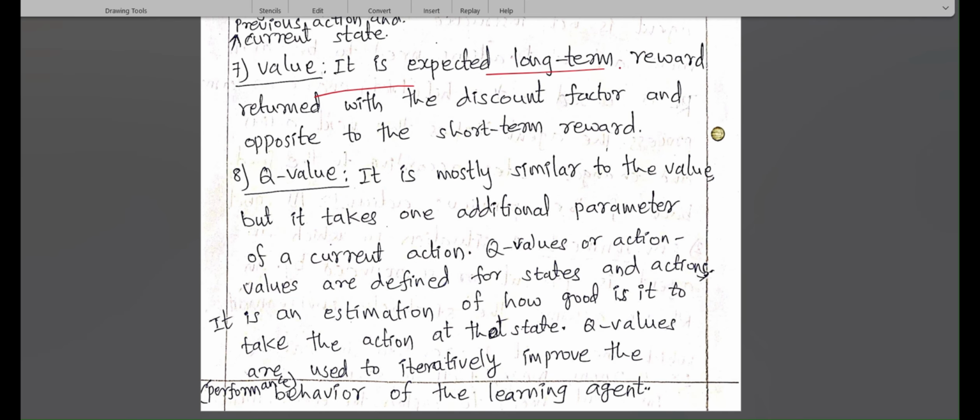Value is expected to capture a long-term reward rather than a short-term reward, and Q value is similar to the value, but it takes an additional parameter, the current action. It also involves a current action. Both are useful. Q values are used to iteratively improve the performance behavior of the learning agent.